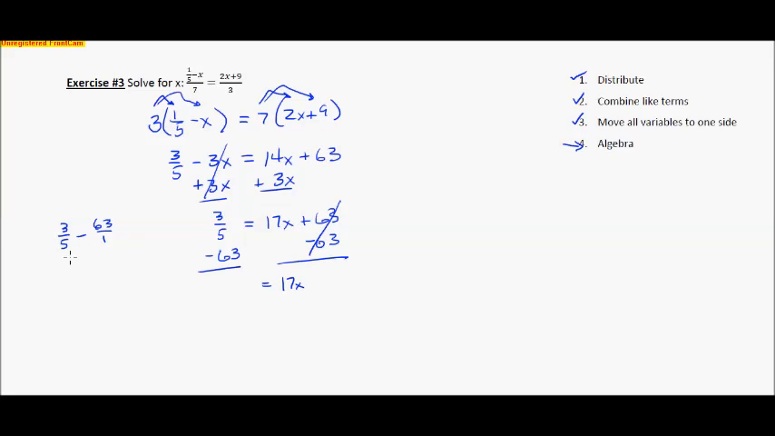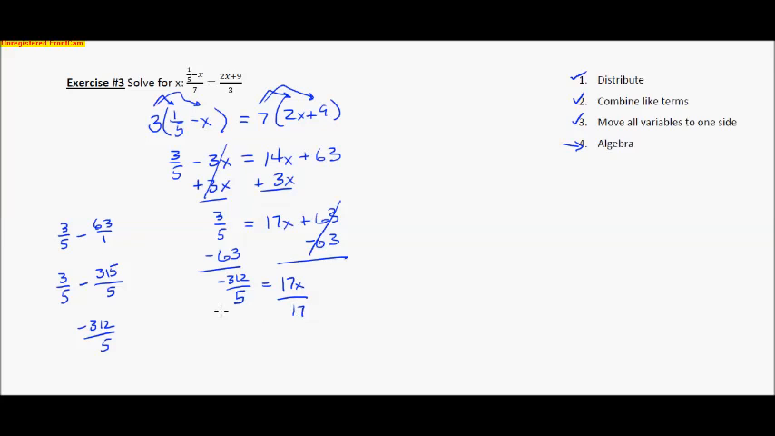We need a common denominator, and the common denominator between 5 and 1 is going to be 5. So that's going to stay the same. And when I multiply 63 times 5, I'm going to get 315 over 5. Okay, so I've got a common denominator, and I've got to take 3 minus 315. Well, I get negative 312 over 5. So that goes right here.